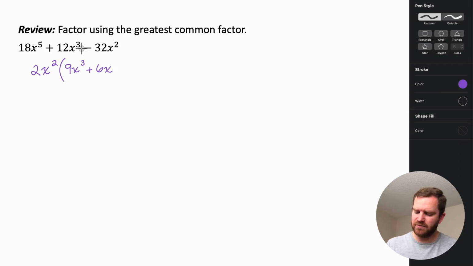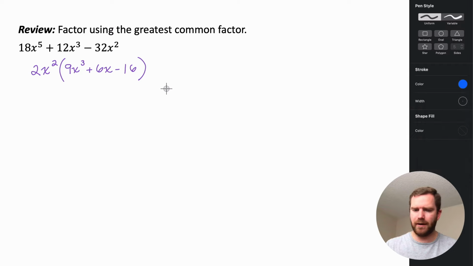2 times what gives me negative 32? That's going to be negative 16. Now, I already have x squared, so I don't need any more x's. So this should be my factored polynomial. Now, you can always double check that you factored out the entire GCF by looking at the terms inside your parentheses. If they have anything else in common, then that means that you actually missed something when looking for the greatest common factor. But it doesn't look like these have anything in common, so that is the completely factored form.